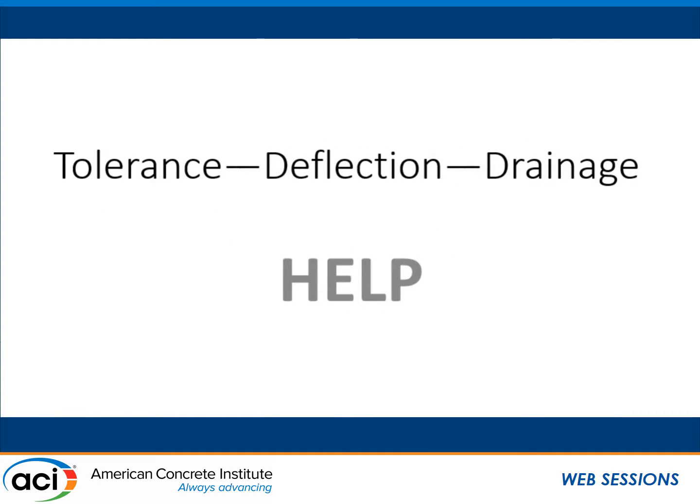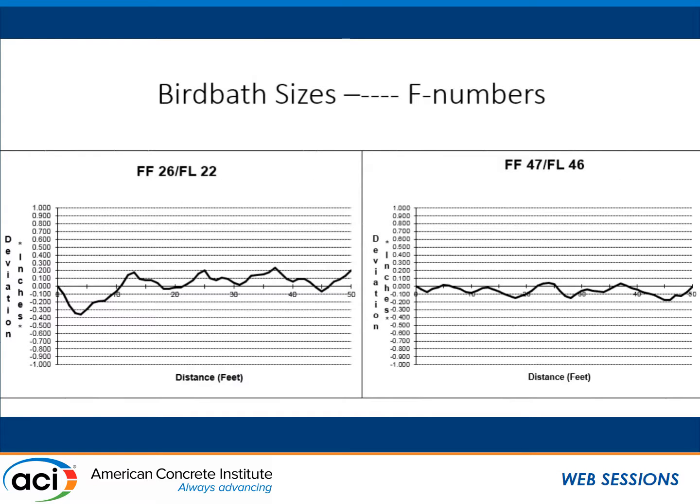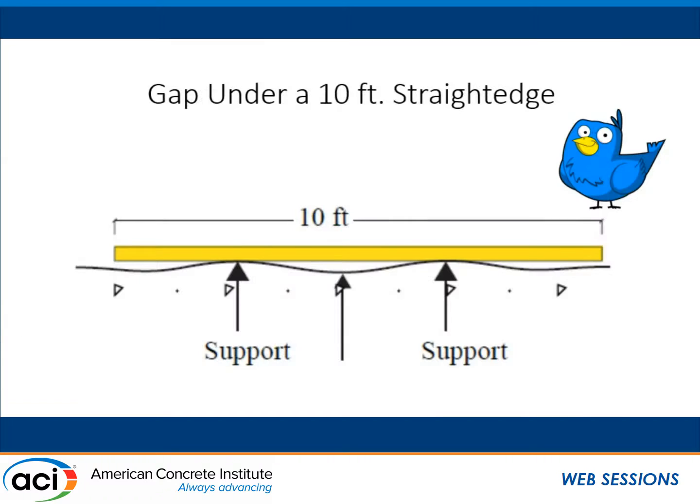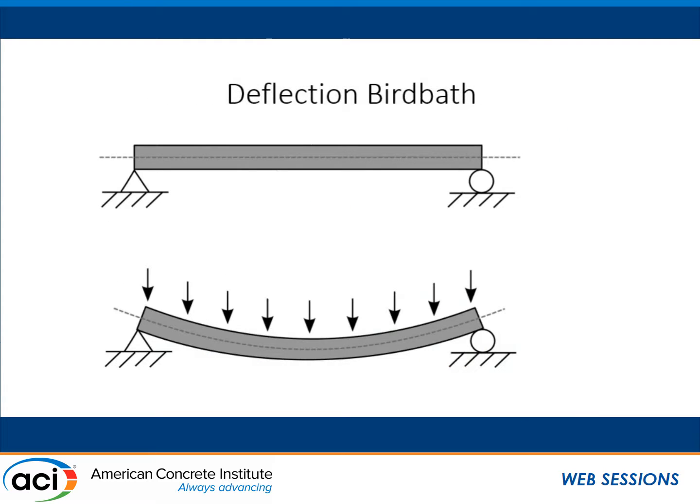All right, where else do we need help? We need help with drainage, because occasionally that's going to be a problem. We have F-numbers, and all they tell us is the size of the bird baths, right? I mean, the lower F-numbers have deeper bird baths and more of them, and the flatter F-numbers have longer, shallower bird baths. A gap under a straight edge is just another word for how big or how deep is your bird bath. But we have a lot of people who don't believe that should exist.